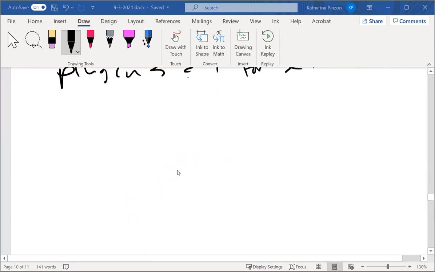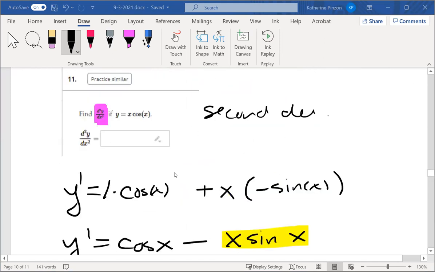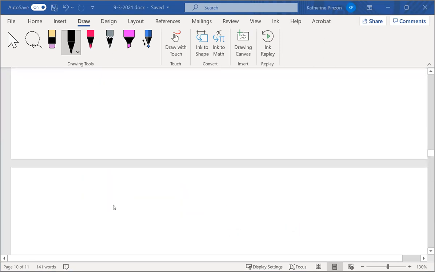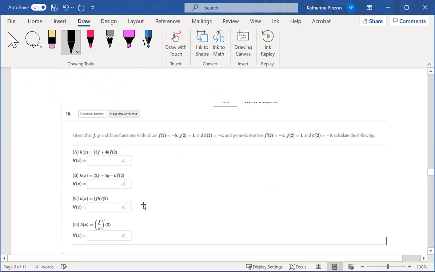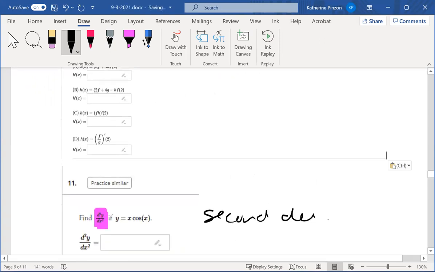I gotta go find those blank pages, remember? Found one. Okay, ugh, can't believe that.